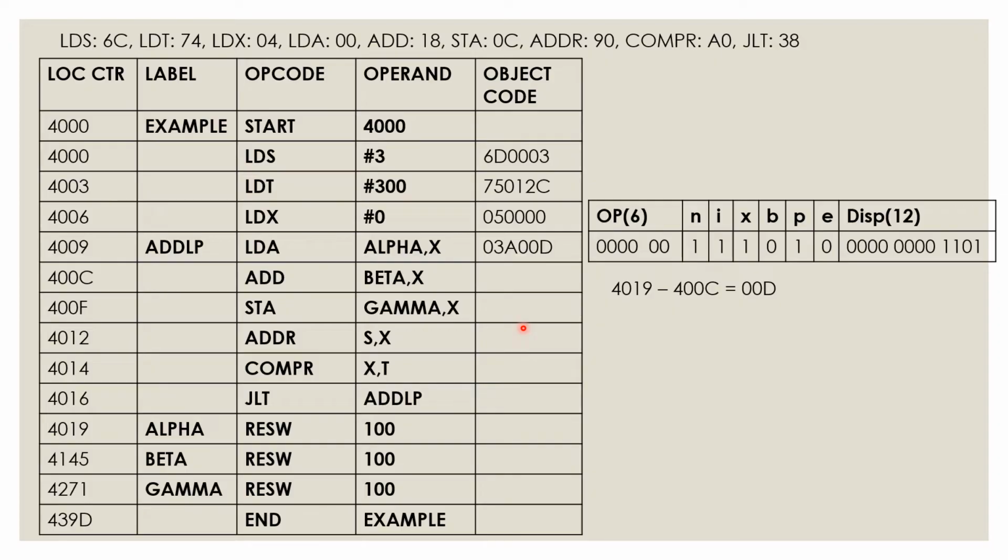By making use of the formula, that is displacement is equal to operand address minus PC value, for alpha it is 4019 minus 400C, we get the value as 00D, and we'll write it in displacement, that is value of 0 is 0 and value of 0 is 0 and value of D is 1101. By grouping the first 4 bits we get the value as 0, and the next 4 bits 0011 we get it as 3, and 1010 we get the value as A, and the next 4 bits are 0, and the next 4 bits are also 0, and the last 4 bits 1101 we get the value as D.